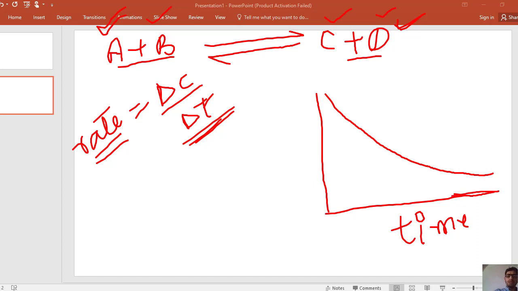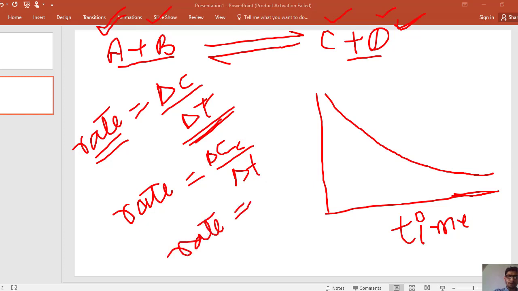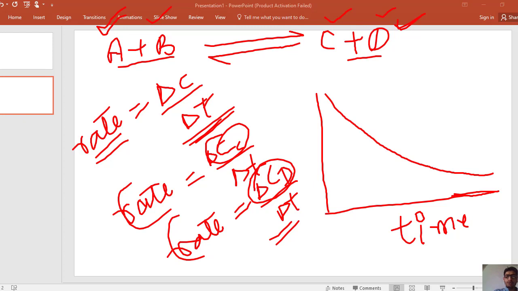Now similarly, the rate of C is the change in the concentration of C with the passage of time, and similarly the rate of D is the change in the concentration of D with change in time. At the start the concentration of C and D was very small, and it increased with the passage of time.